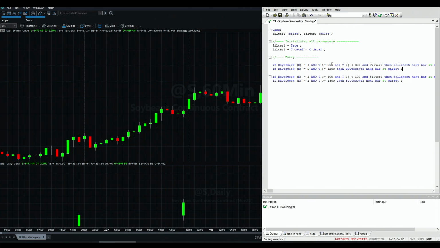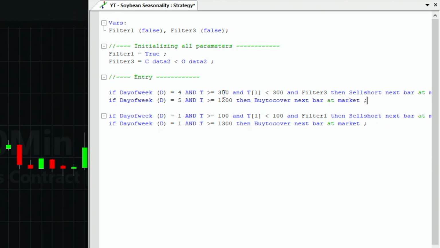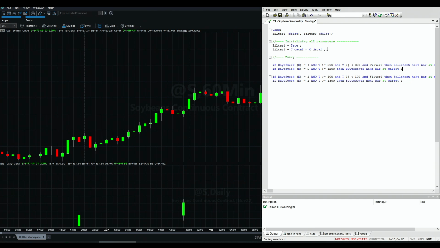So now the numbers are hard-coded. So this is the time. We're entering at 3 and exiting at 12. And the Monday pattern, we're entering at 1, exiting at 13. Of course, we're entering on the next bar. And we're only using 1 filter for pattern number 1, which is on Thursday. We can use the opposite with the other pattern on Monday. I just chose not to use it to make more money.